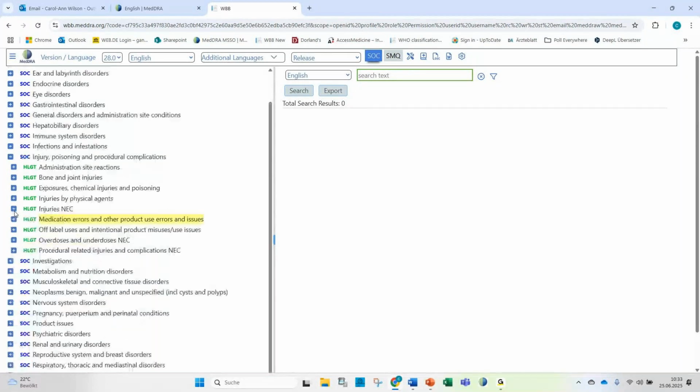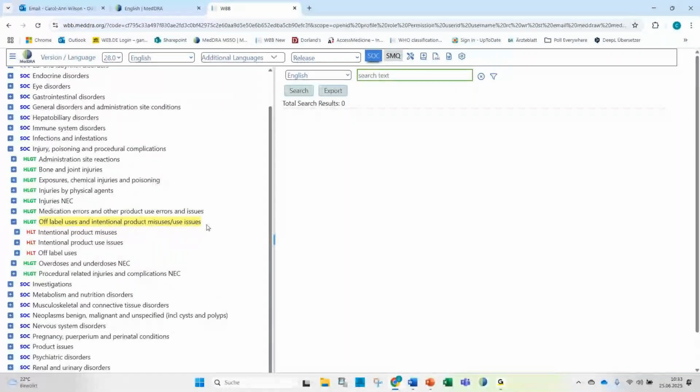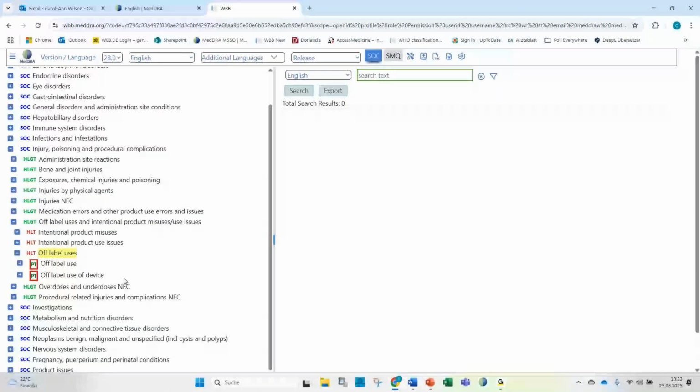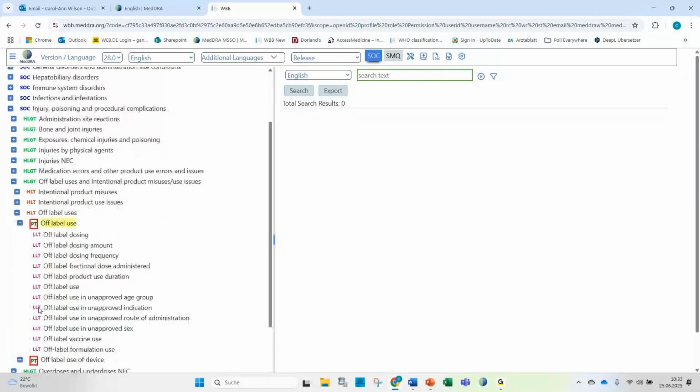HLGT. And then we have the HLGT off-label uses and intentional product misuses, use issues. Here you have an HLT for the intentional product misuses caused by the patient, of course, intentional product use issues where it's not clear whether the deviation was for therapeutic purposes, and here the off-label uses. Off-label use of device, and under the respective PT, you have very specific LLTs in order to capture the specifics of the error made, or in this instance, the off-label use that was made.